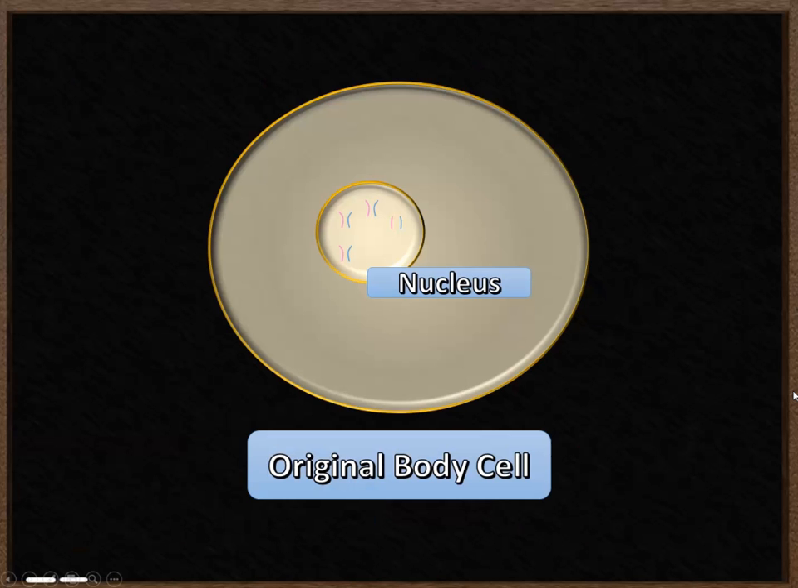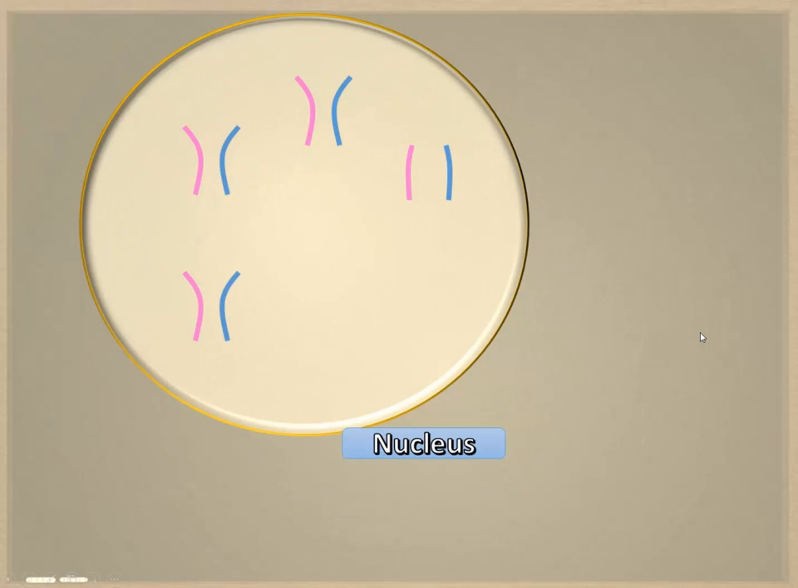So let's have a look at that in a bit more detail. Here's our original body cell. Inside the cell we have a nucleus where our DNA chromosomes are stored. I've reduced the number of chromosomes here to make it a little bit easier to follow. Inside our bodies we have 23 pairs of chromosomes. In this example I'm just going to look at 4 pairs of chromosomes.